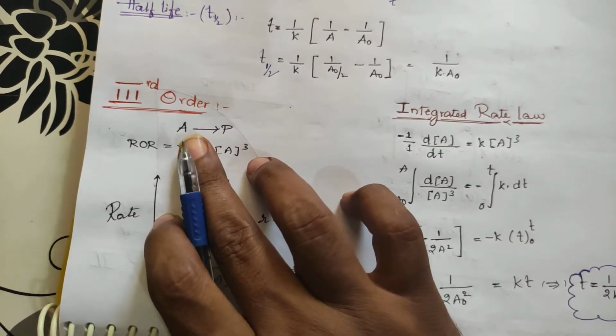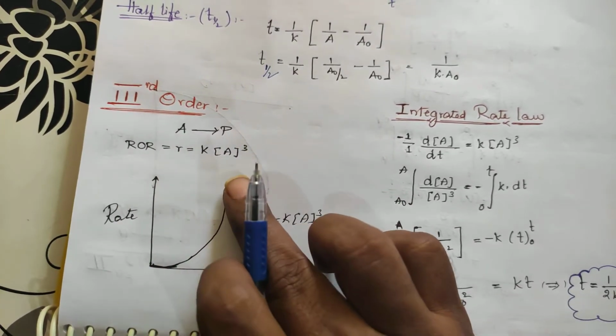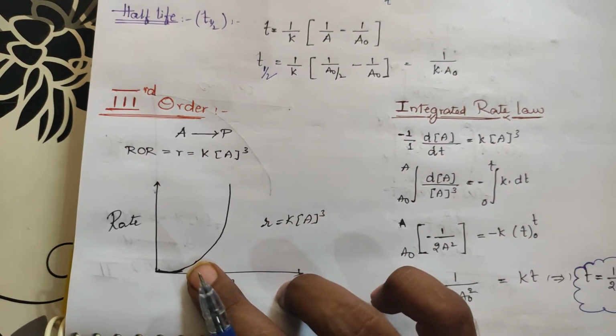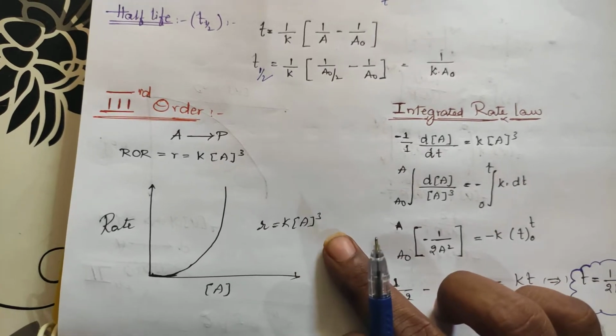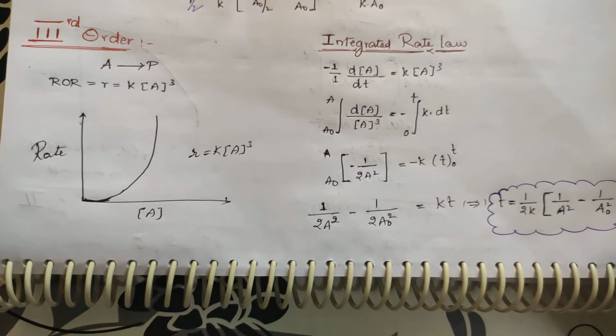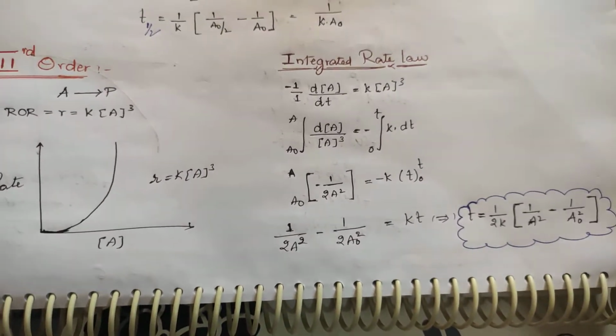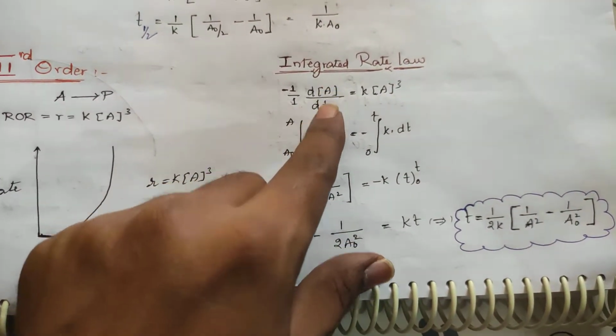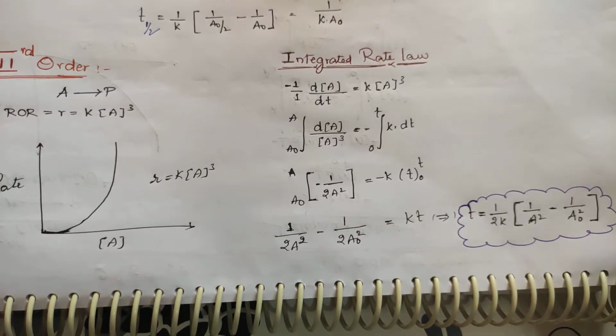Suppose if you go for the third order, A getting converted to product, rate of reaction is equal to K into A cube. You will be getting the graph like this. R is equal to K into A cube. Okay, if you want the integrated equation, see we have learned the integrated equation for the second order, right? In the same way you go for the third order. So it will be minus 1 by 1 dA by dt is equal to K into A cube.